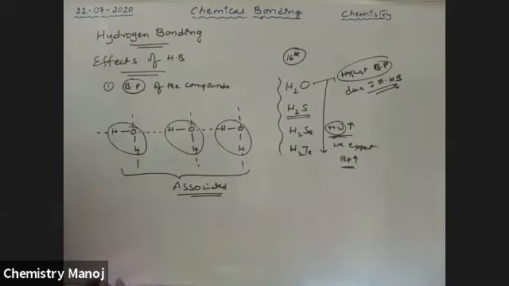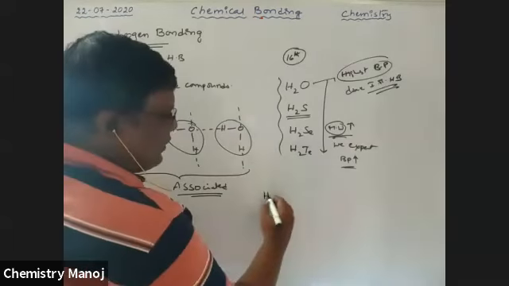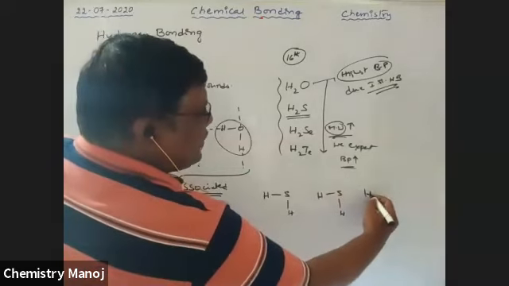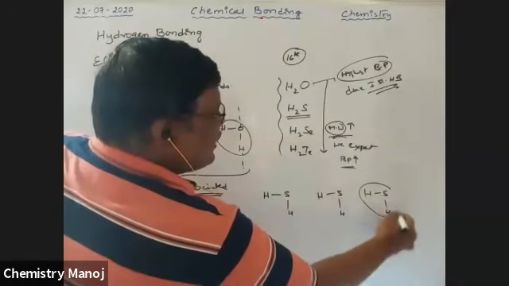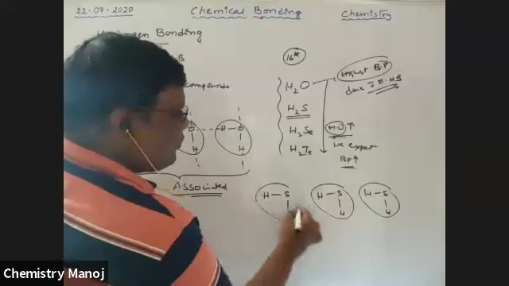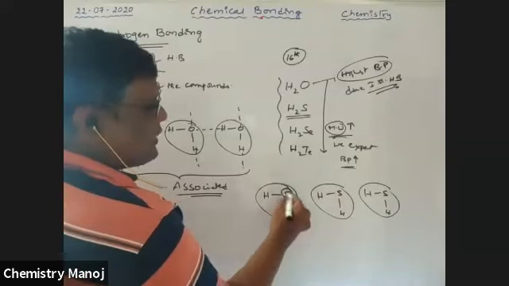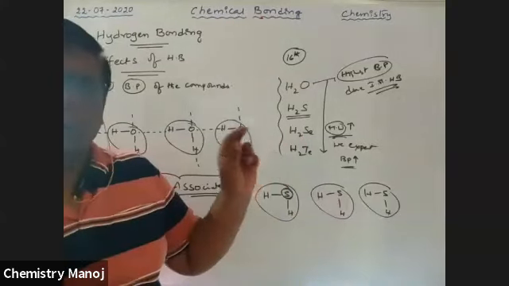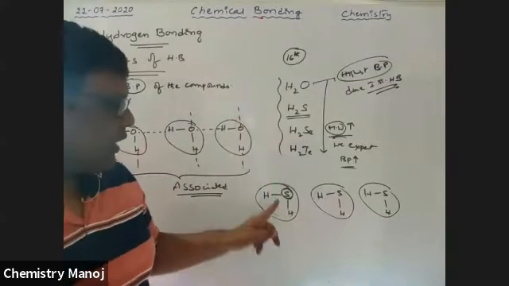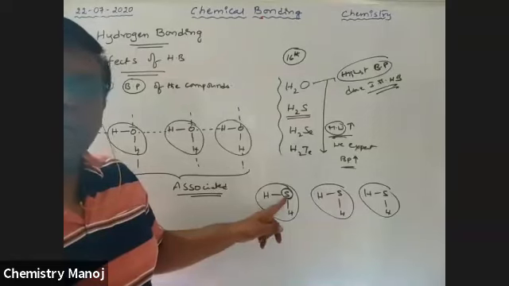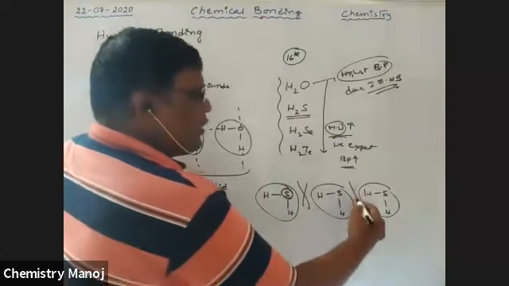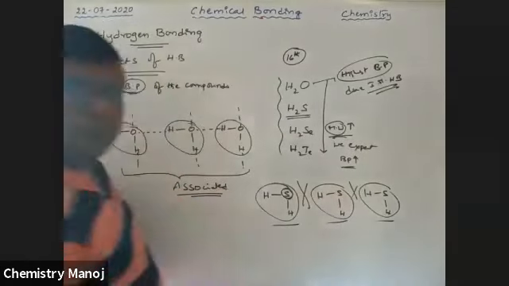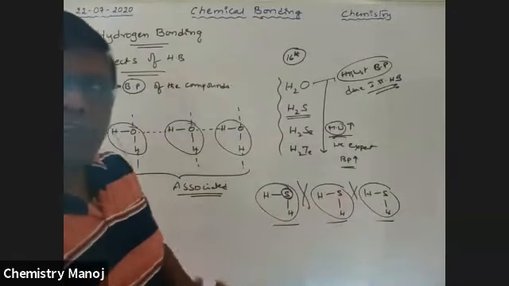So this is HSH, HSH, HSH. These are H2S molecules. This sulfur is not a highly electronegative element. It is not fluorine, nitrogen, or oxygen. Only these three elements give hydrogen bonds. That is why there is no hydrogen bond between these molecules. That means these molecules are free, individual, discrete molecules.